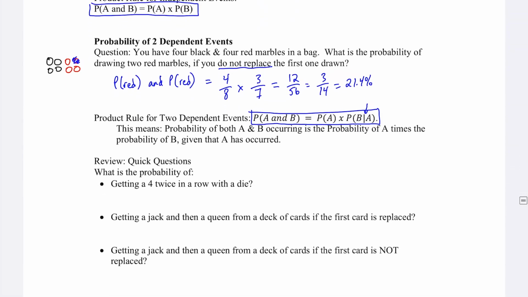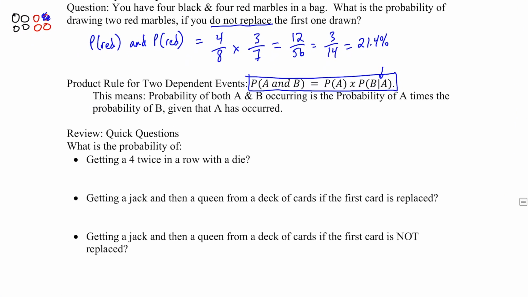So let's do some quick questions to review this concept. What is the probability of getting a 4 twice in a row with a die? So the probability of getting a 4 is 1 over 6. And twice in a row, we're looking for this event to happen twice. So we're looking for the probability of 4 and the probability of another 4, which would be 1 over 6 times 1 over 6, or 1 over 36.